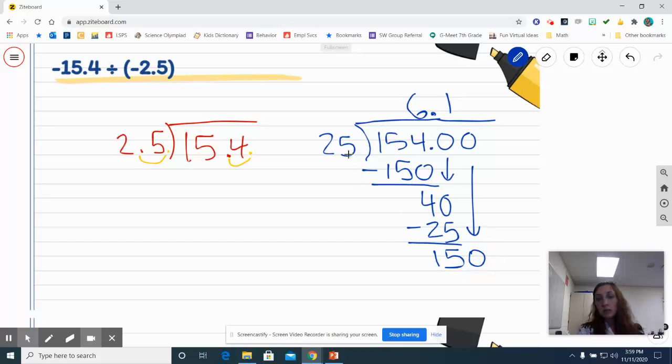Now I can repeat. 25 goes into 150. I already solved this. I know that that is exactly 6 times. 6 times 25 is 150. And I finally get that remainder of 0, which is good. And my final answer is 6 16/100. And because it was a negative divided by a negative, my answer is going to be a positive. Same signs, the answer is positive.